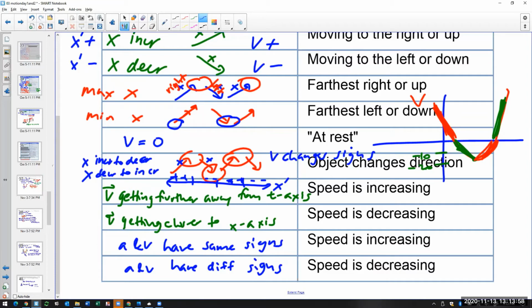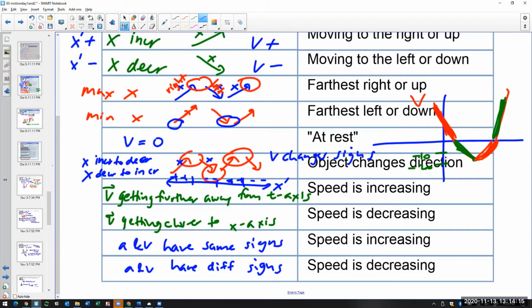But if I'm walking this way, my velocity is positive. Everybody good? Velocity is positive, and the wind is blowing this way. The wind is going negative. Am I speeding up or slowing down? Slowing down, okay? So when your signs are the same, you're speeding up. When your signs are different, you're slowing down.